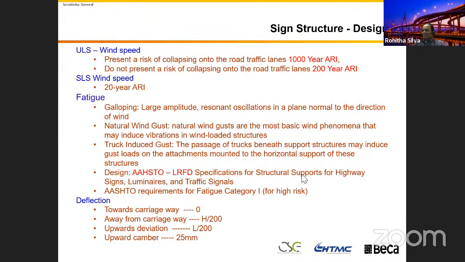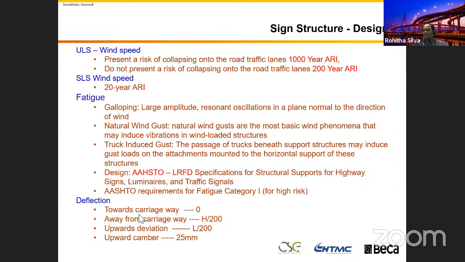I think AASHTO developed the specification for structural support for highway sign, luminous and traffic signals. This one describes how you're going to detail, how you're going to check your sign structure design. Especially the fatigue design, they describe how to detail them. So I'm not going to discuss this one in detail, because I'm going to discuss the fatigue design in the latter part of the presentation.